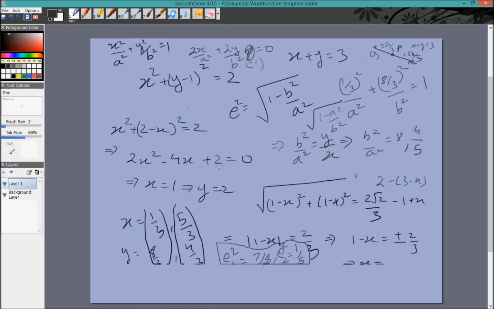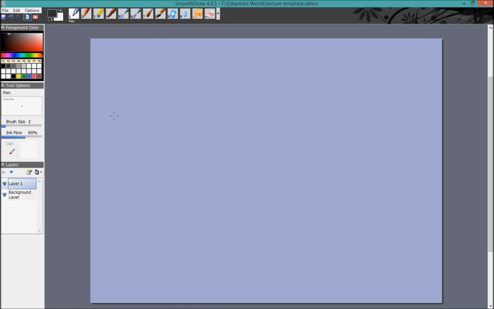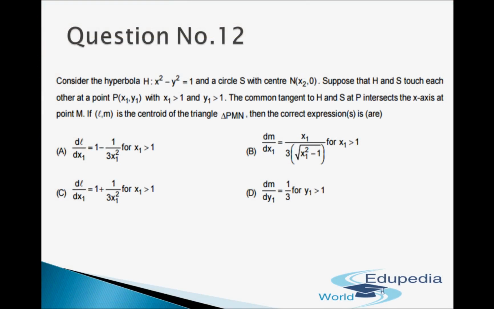So using these you can see that the first option and the second option are correct, whereas the third and fourth option are not correct. So the answer in this case is A and B, right? Let's look at the next question.